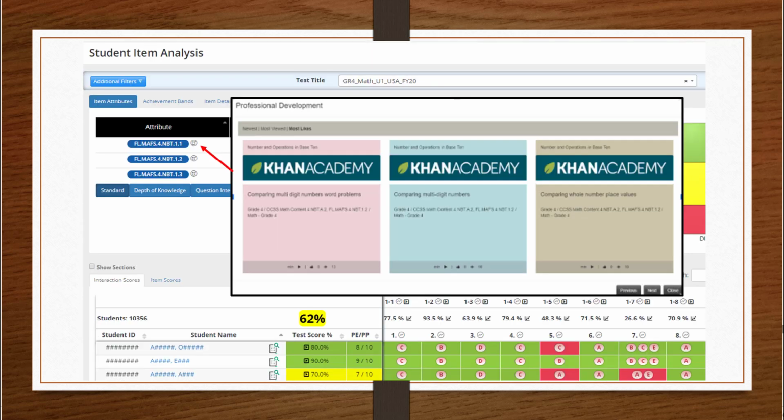In the Performance Matters platform are some embedded PD resources that can assist with the differentiation process around the point of error within small group instruction. These resources can be located in the Student Item Analysis Report in the Item Attributes tab located next to the standard. As pictured on screen, to access these resources, look for the small circles with an icon in the middle. Clicking on these icons opens up additional resources for instruction. Within the math content area, these resources are from Khan Academy.